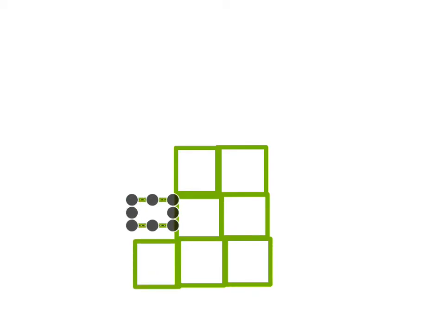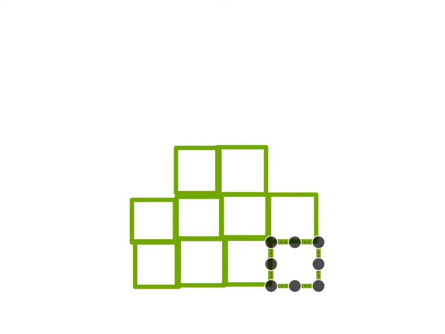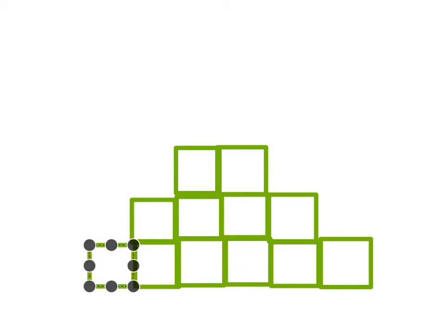Here's another full one, 7, 8, 9, 10, 11, 12. So I know I have 12 full square units, right? There's 12 full squares. But we have all these kind of half or little triangles, right?